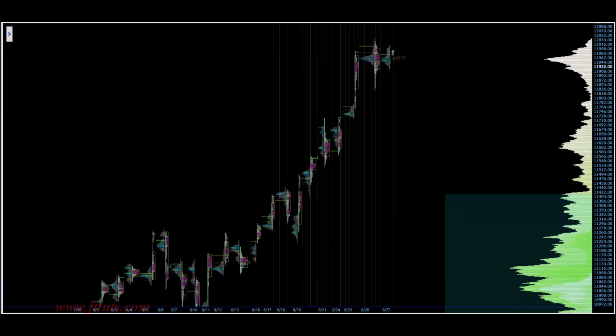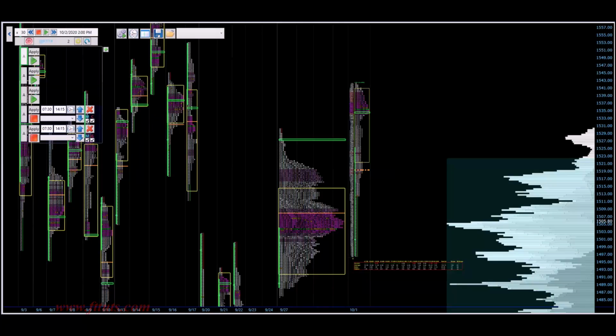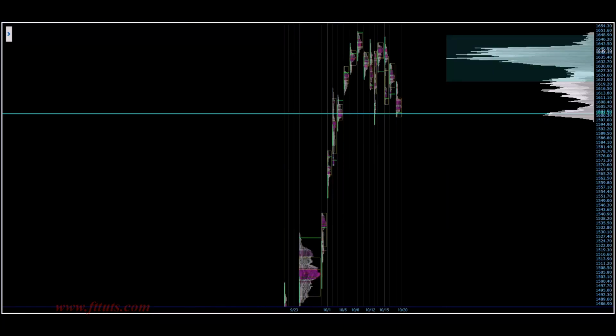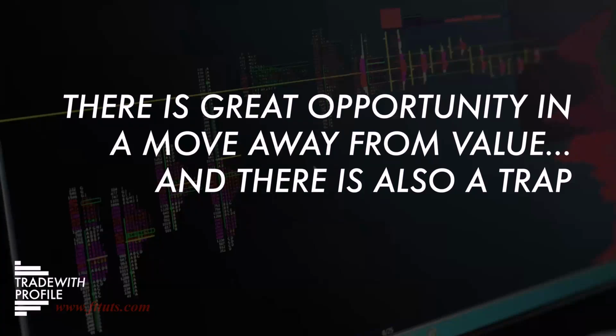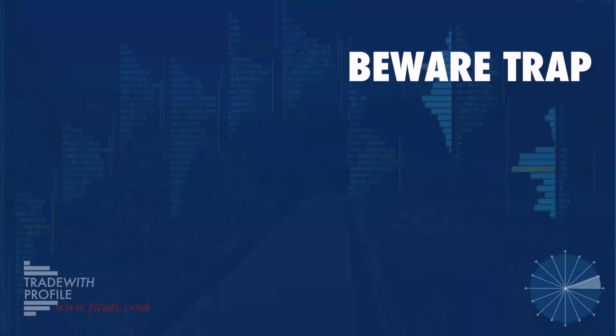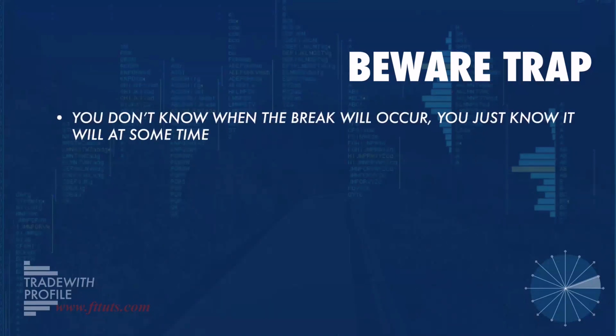You can see this key node here is where the beginning of this new move started. Substantial moves start from the convergence of price and value, like this one. Here it completed with a trend day higher away from this value. Look how this auction continued from then. Very, very significant move. Now, there's great opportunity in a move away from value, and there's also a trap. And I want to help you be aware of the trap. The trap is this: you don't know when the break will occur. You just know it will at some time.